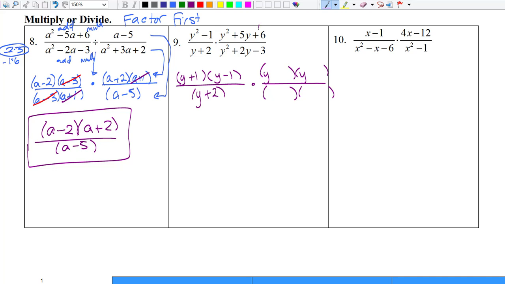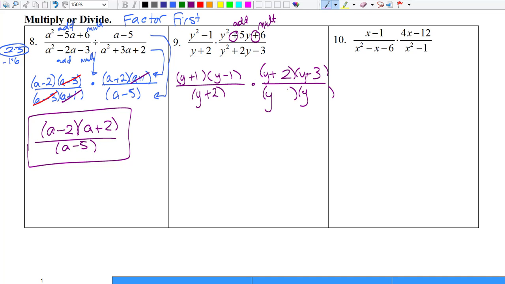Two numbers that multiply to 6 and add to 5. Now both of them are positive, that's what this positive sign says. And that means the signs are the same, and because they're adding to a positive, then they're both positive. So it looks like 2 and 3 again.